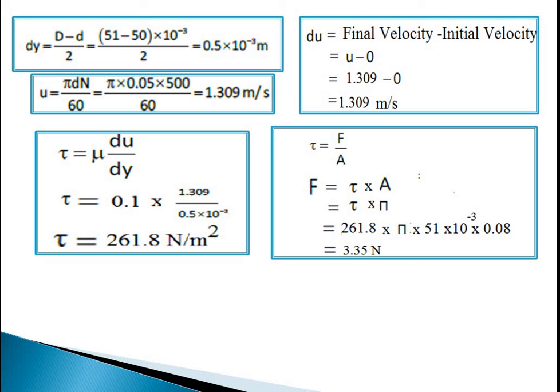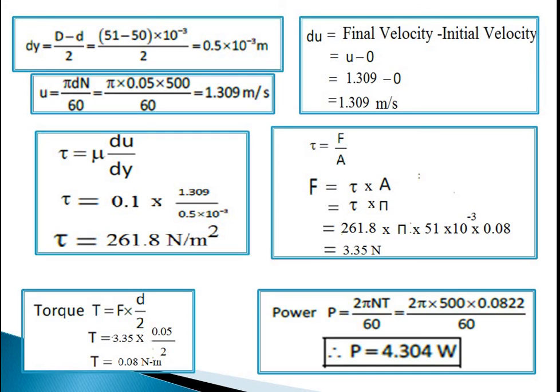From this it is possible to calculate the force. Tau is given as F by A, so force can be given as tau into A. It is the length into the diameter of the shaft, that is, the peripheral area of the shaft. So the periphery is given as pi D into L. So it is nothing but 261.8 into pi into 51 into 10 to the power minus 3 into 0.08. So it equals 3.35 Newton.